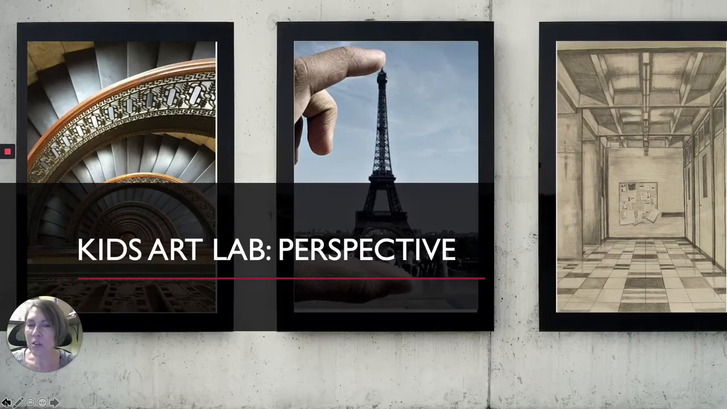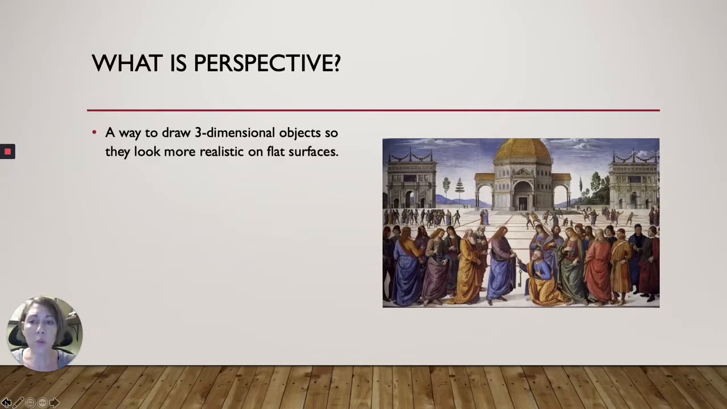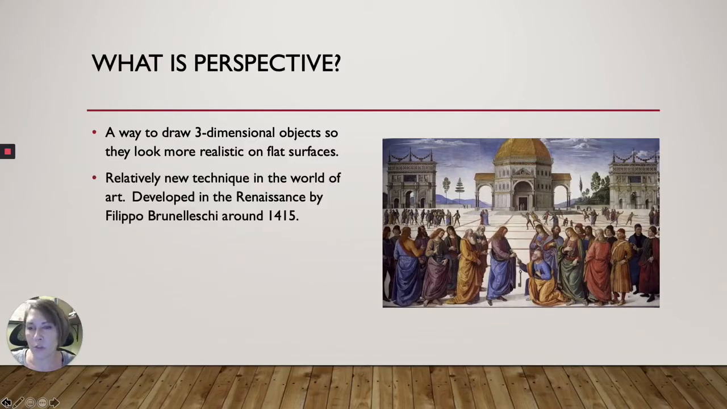Well, really it's the way to show things' relationship to each other. So you see these pictures and it's like, is the Eiffel Tower so tiny we can actually fit it between our fingers? No. So these are ways we can show the distance or relationship to those things in the environment. It's a way to draw three-dimensional objects, which we are three-dimensional, so that they look more realistic, because that paper is just a flat surface.